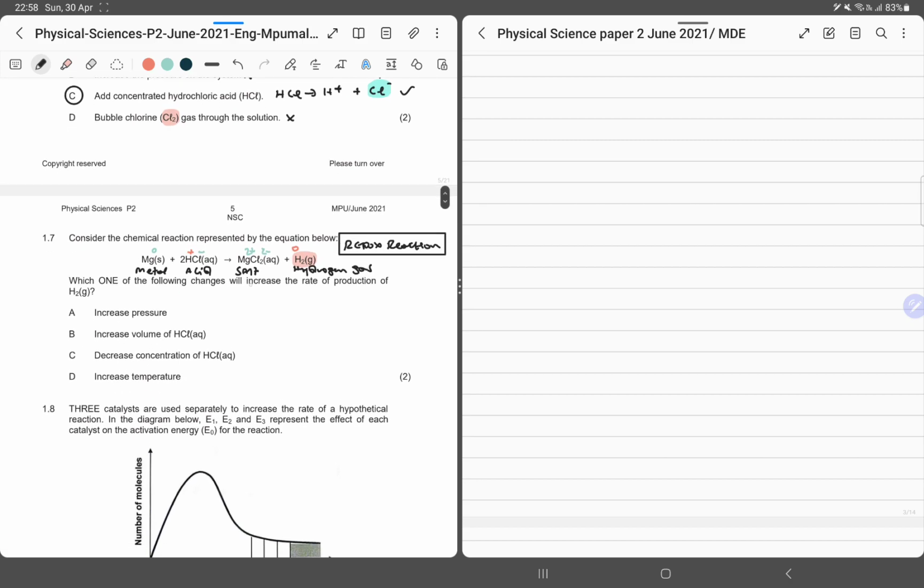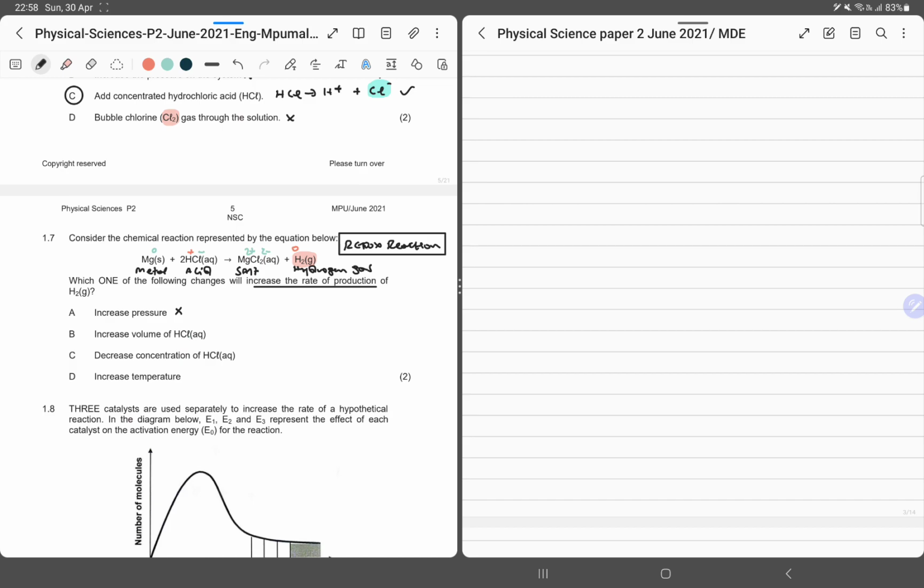So which one of the following changes will increase the rate of production of hydrogen gas? Basically we're trying to increase the rate of the reaction here. If we increase pressure, remember increased pressure will favor the reverse because on the reverse reaction we have no gas molecules, whereas on the forward reaction we've got hydrogen gas molecules. So pressure will try to decrease the gas molecules, meaning it will favor the reverse. So the answer is no.